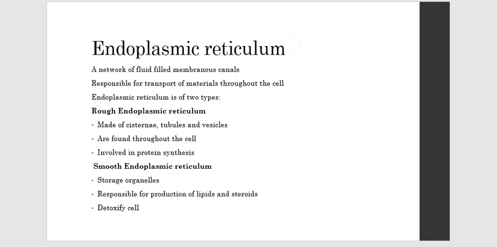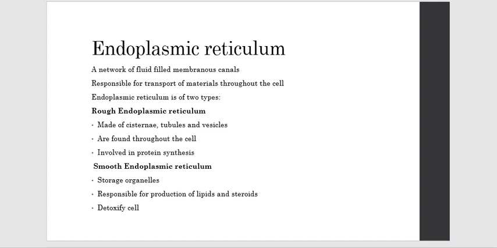Endoplasmic reticulum: a network of the fluid-filled membranous canals. They are just like canals, a network of canals which is present around the nucleus. It is responsible for the transport of the materials throughout the cell. If a particular material has to be transported from one place to another, then endoplasmic reticulum will perform that particular function. It is of two types, rough endoplasmic reticulum and the smooth endoplasmic reticulum.